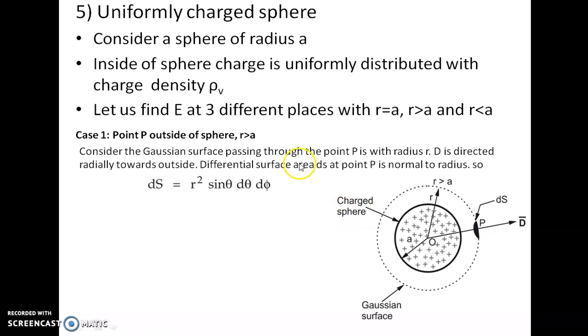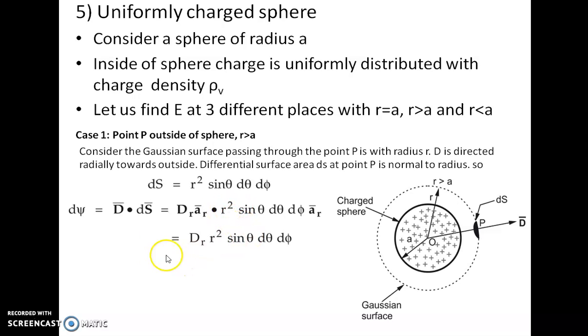In a sphere, the surface element normal to the radial axis can be written as r square sine theta d theta d phi. According to Gauss law, d psi is equal to D dot ds. So I can write Dr into ar cap dotted with r square sine theta d theta d phi into ar cap. If you take the dot product of these two, you will get Dr r square sine theta d theta d phi, because ar cap dot ar cap is 1. So this is d psi.